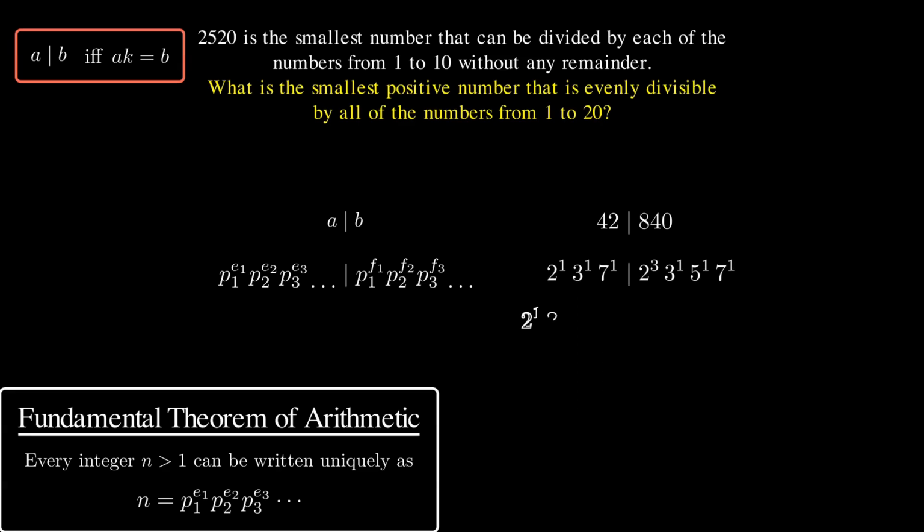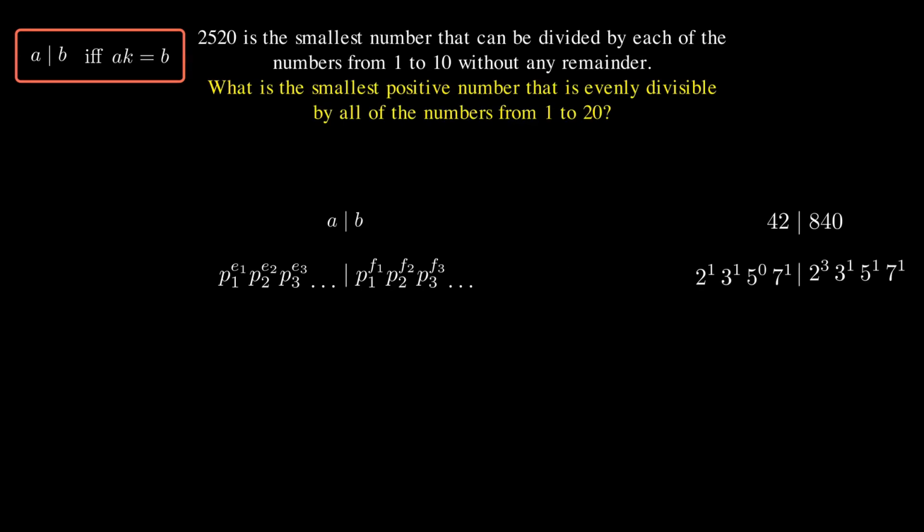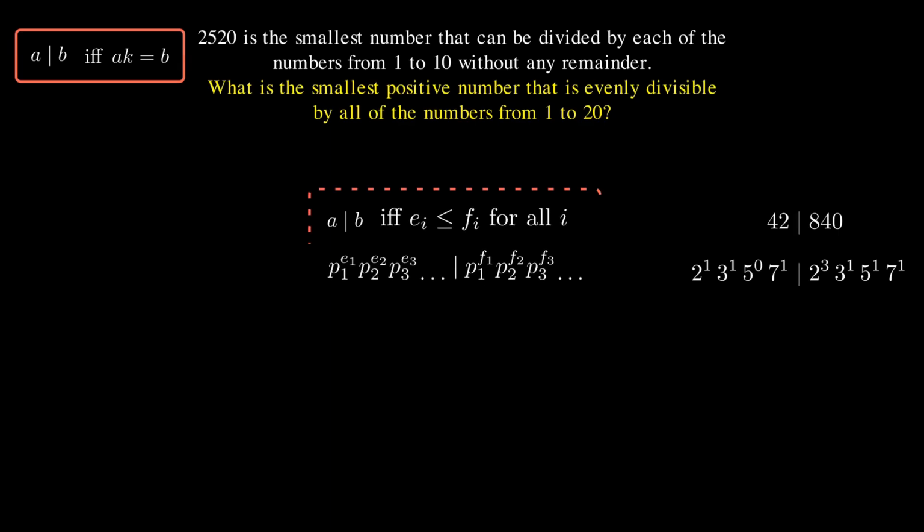And in fact, we have 5 to the power of 1 on the right. We can still write 5 on the left; it's just to the power of 0. Why is this handy? Well, I claim that our evenly divisible condition is equivalent to just saying that these powers are less than or equal. Looking at 42 dividing 840, that's just saying the powers of 2 found in 42 are less than or equal to the powers of 2 found in 840. And the same thing holds for every prime found in that prime expansion.